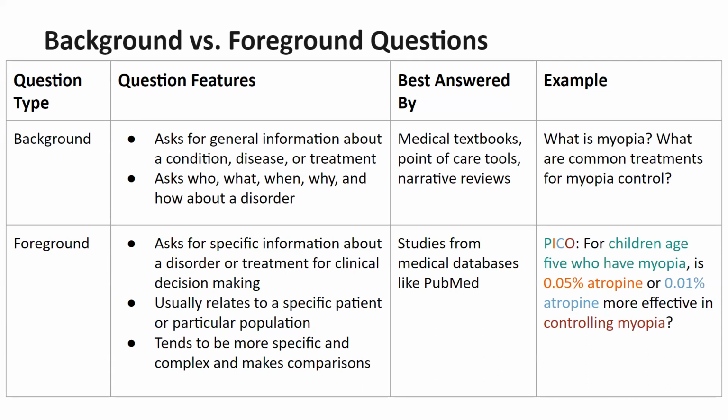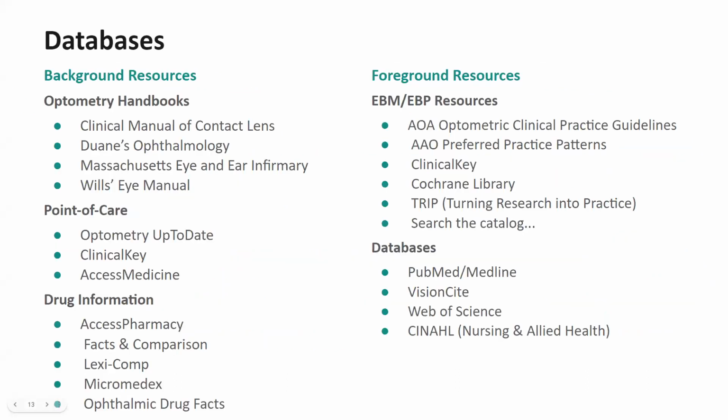So our example is for children aged 5 who have myopia, would 0.05% or 0.01% atropine be more effective for myopia control? Now, we might find atropine would be a possible treatment when we consult the background sources, but now we want to find studies that evaluate the effectiveness of these two possible treatments to find out which would be the most effective treatment for our population. These will need to be research studies, and we'll find these in databases such as PubMed, CINAHL, or Web of Science.